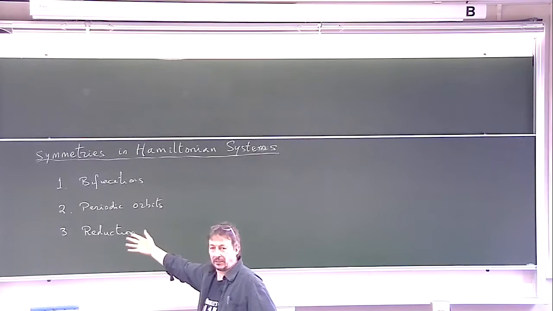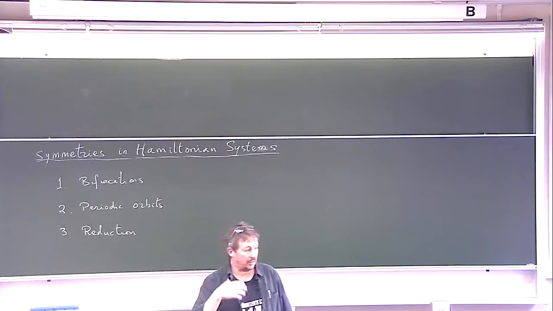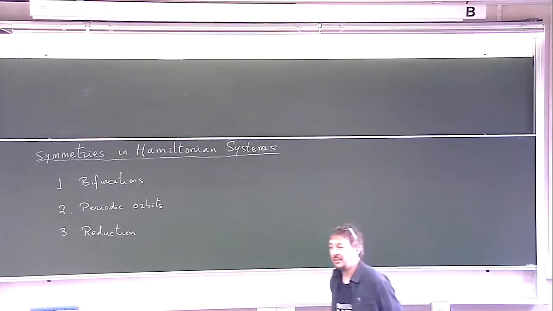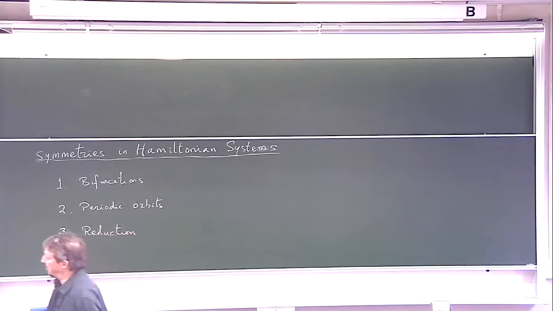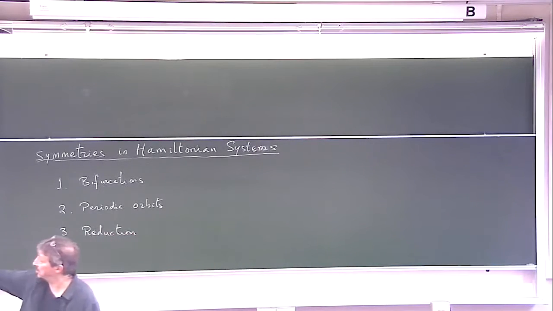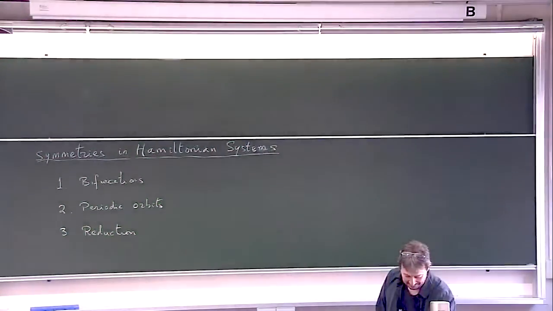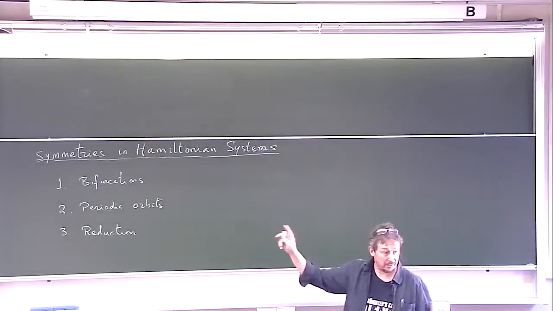So I'm going to be talking about my main interest, which is symmetries in Hamiltonian systems. It's 4 lectures, but there are 3 topics, and so roughly 1 per lecture. I'm just showing this picture as an example of bifurcations that arise in a particular Hamiltonian system. But I'll explain when we get there what different things mean.